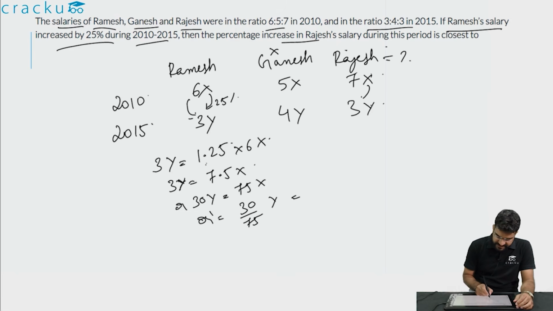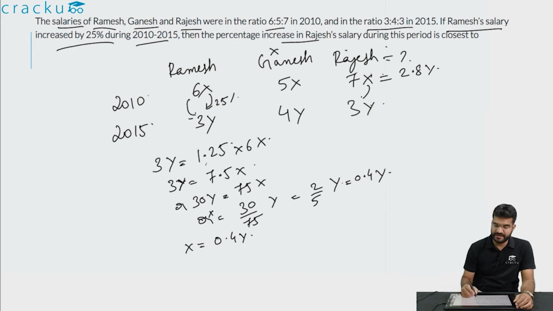You can simplify this by dividing the numerator and denominator by 15. So x is equal to 2 by 5 y, or 0.4y. So we know that x is equal to 0.4y. So the initial salary of Rajesh is 7x, which will be 2.8y. This was in 2010, and in 2015 it becomes 3y.